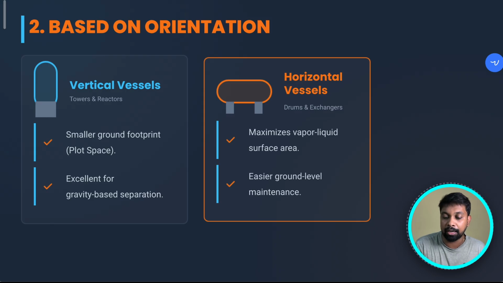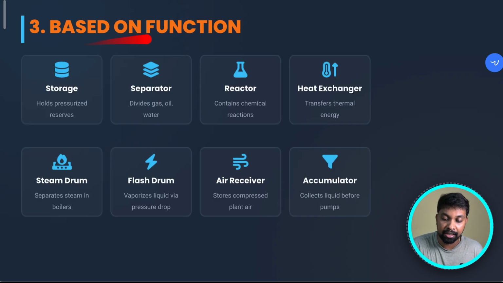Compared to vertical, the horizontal will provide more surface area for the tubes and other parts. Based on the function, we can separate them by storage, by separator, by reactor, by heat exchanger, by steam drum, by flash drum, by air receiver, by accumulator.